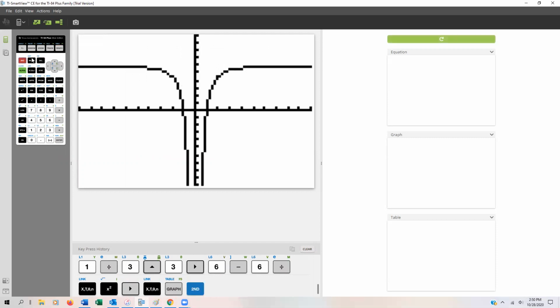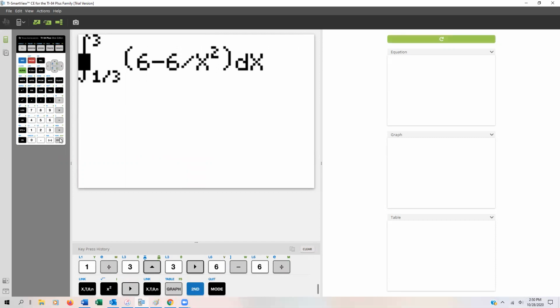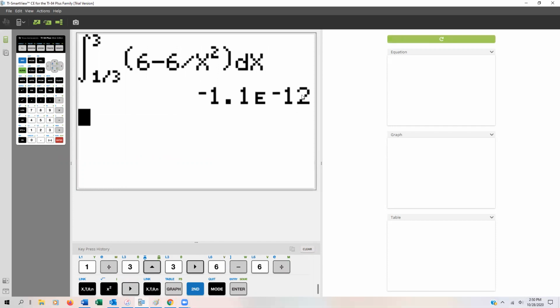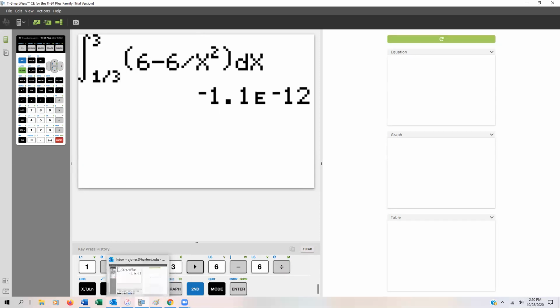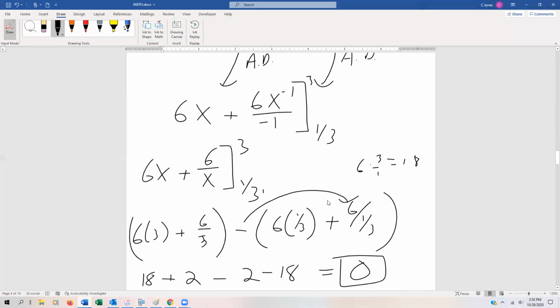Oh, sorry. Quit out of this. We can just hit enter. And doesn't it give us that weird scientific notation again? It's really just going to be 0. So that's how we can use our calculator to check. We can use the graph to verify it. But the best way to find the exact area is just to use our good old calculus.